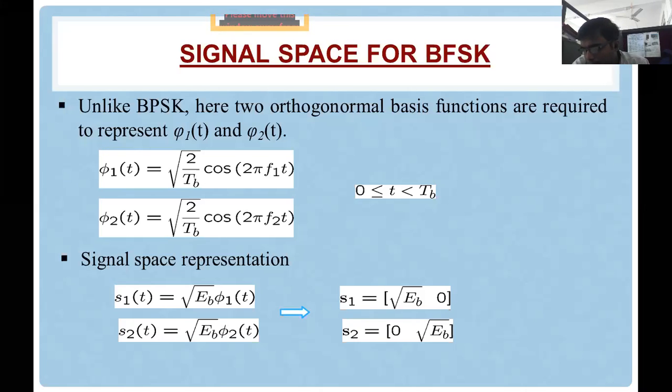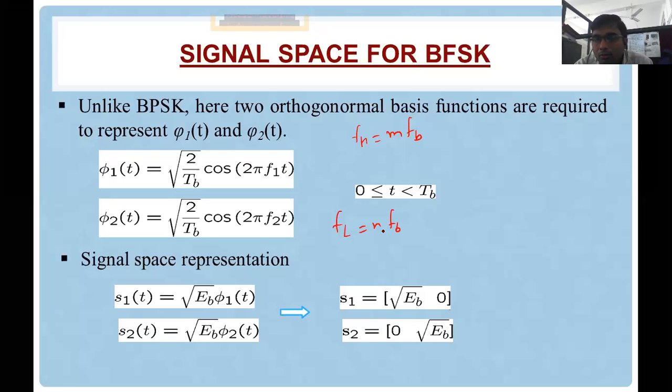Here f1 is nothing but your FH. You can refer to it: f1 is the FH, and that is equal to m times FB, and FL is equal to n times FB, that is the fundamental frequency of the carrier signal.